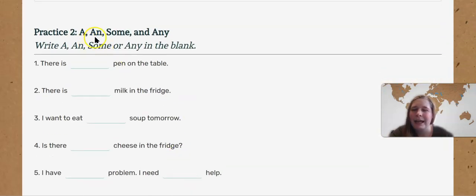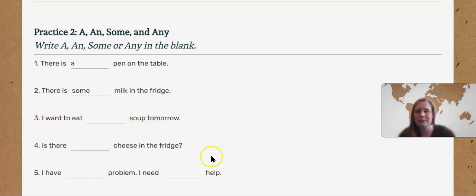Now we'll write a and some or any. There is a pen on the table. Singular, countable, start with the consonant, a. There is some milk in the fridge. Milk is non-countable. I cannot say a or an. I'll say some. I want to eat some soup.